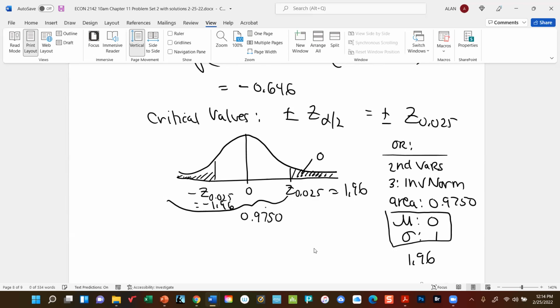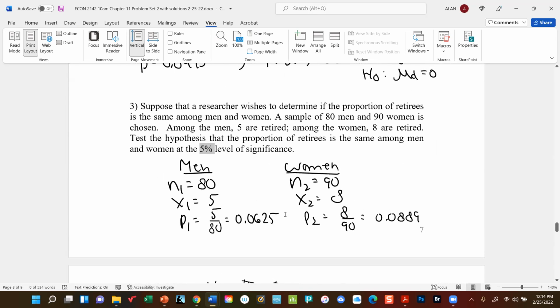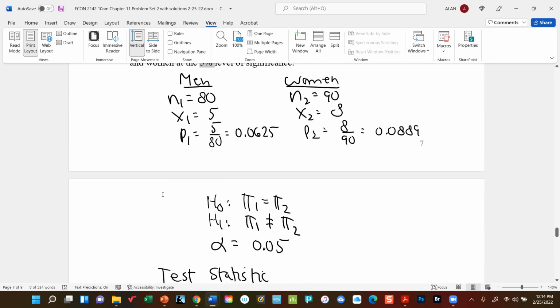Oh, Professor, what was the given alpha? Oh, alpha in this case was 5%. It's right here. All right, perfect. Yeah. Thank you. Okay.